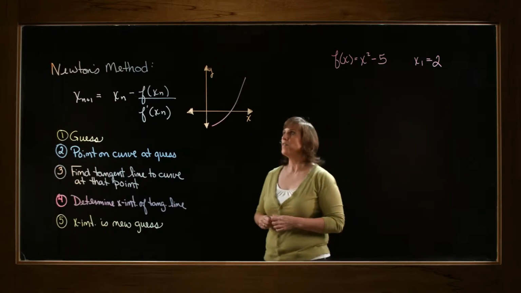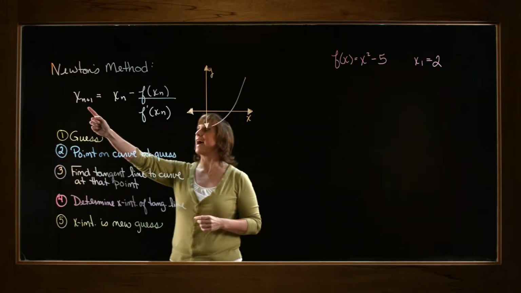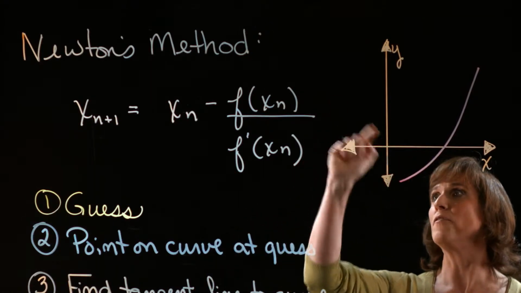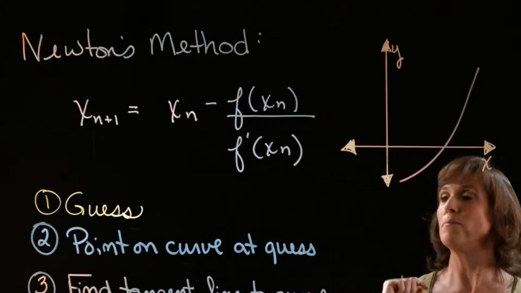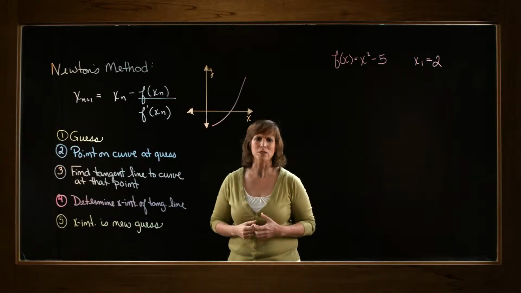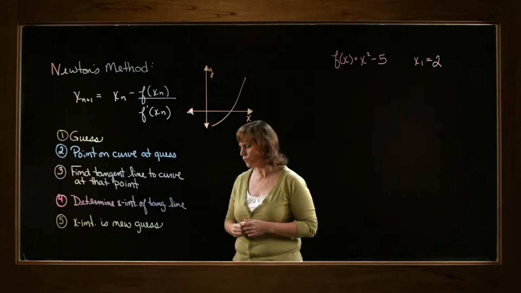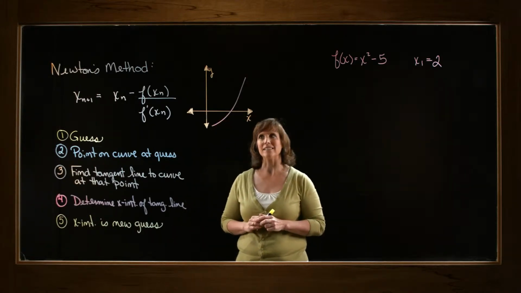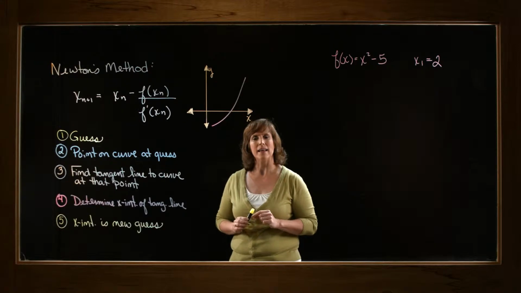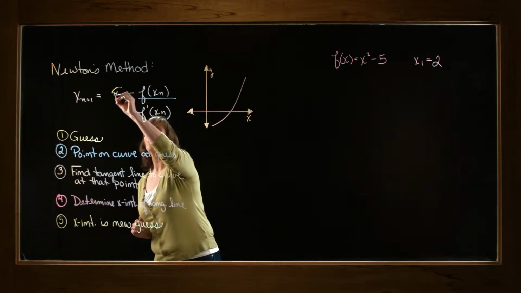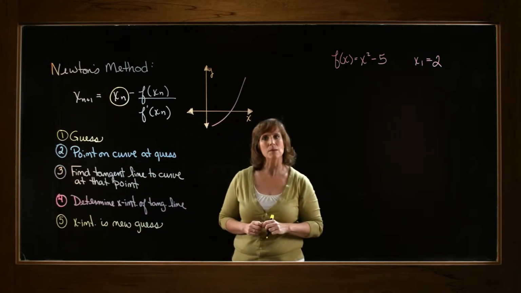So we know that the formula for Newton's method is x sub n plus 1 equals x sub n minus f of x sub n divided by the derivative at x sub n. Okay, well, exactly how do we do this, or where did this formula come from? In Newton's method, we always start with a guess. We're guessing where that x-intercept is going to be, and that guess corresponds to that x sub n value.